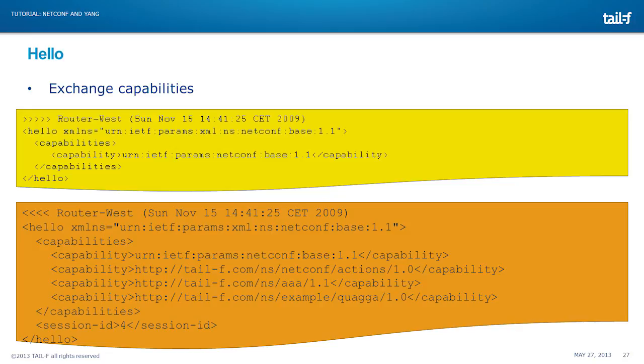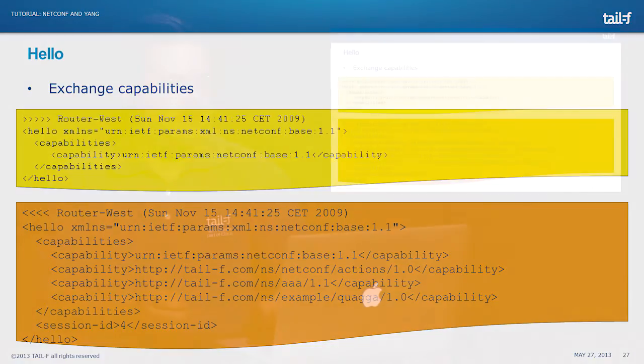Coming up from the NETCONF server in router west, its hello capability is actually very small, but for the purposes of demonstration sufficient. It supports 4 capabilities: the NETCONF 1.1 base capabilities, the TailF extension actions capability, and then 2 data models, the AAA and an example data model for the Quagga open source routing suite. And we see we're identified as session ID 4 here.